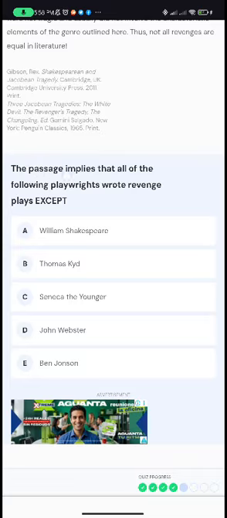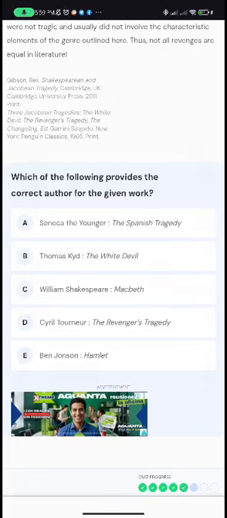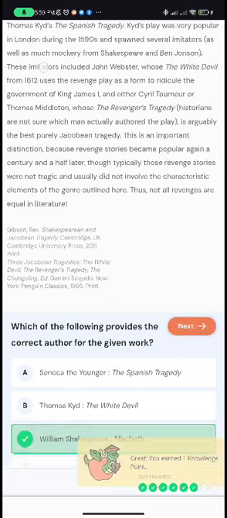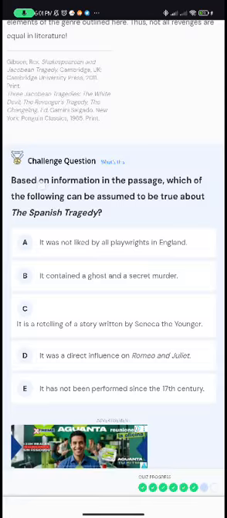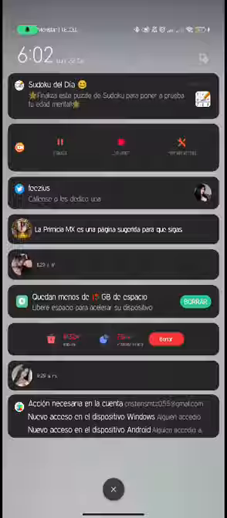The passage implies that all of the following playwrights wrote revenge plays, except Ben Jonson. Which of the following provides the correct author for the given work? William Shakespeare, Macbeth. Based on information in the passage, which of the following can be estimated to be true about The Spanish Tragedy? B. In containing a ghost and a secret murder.